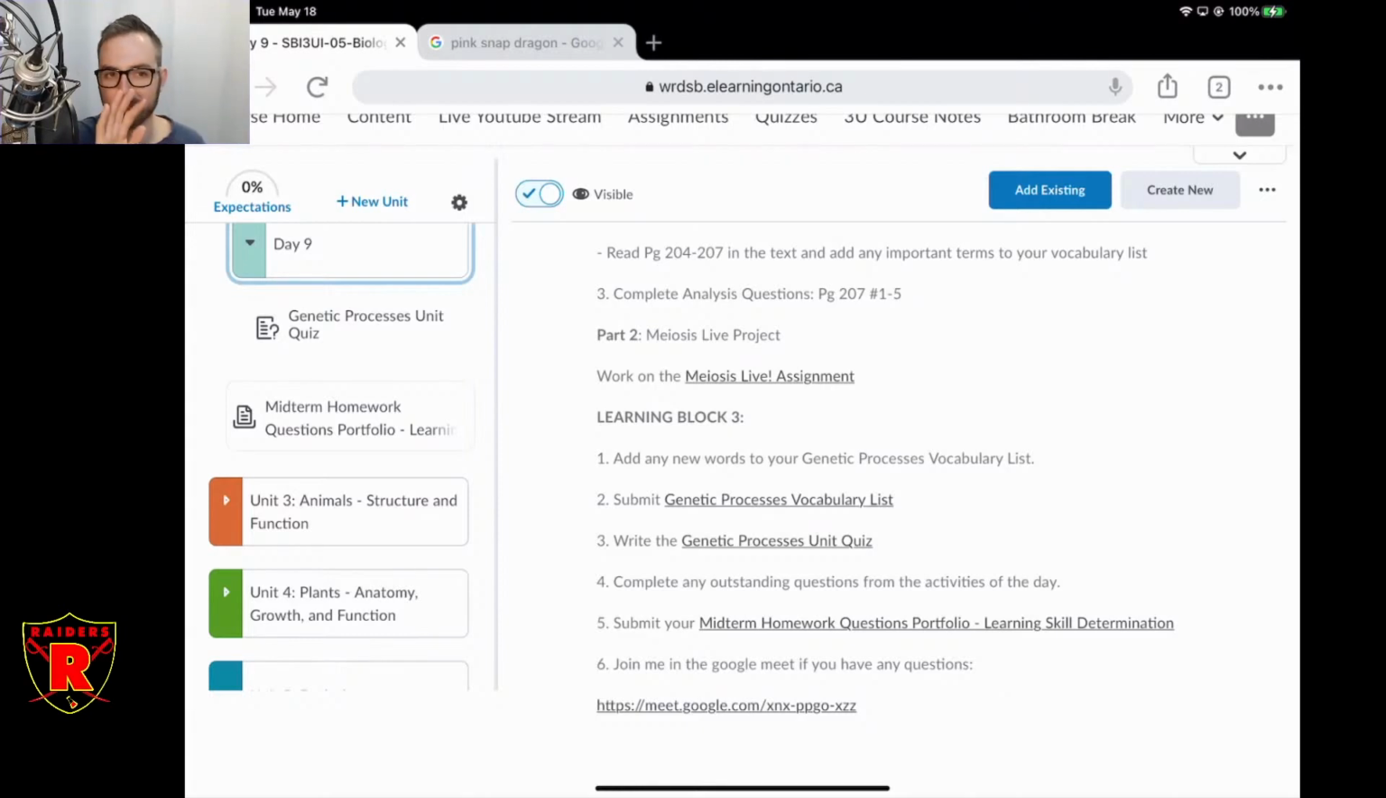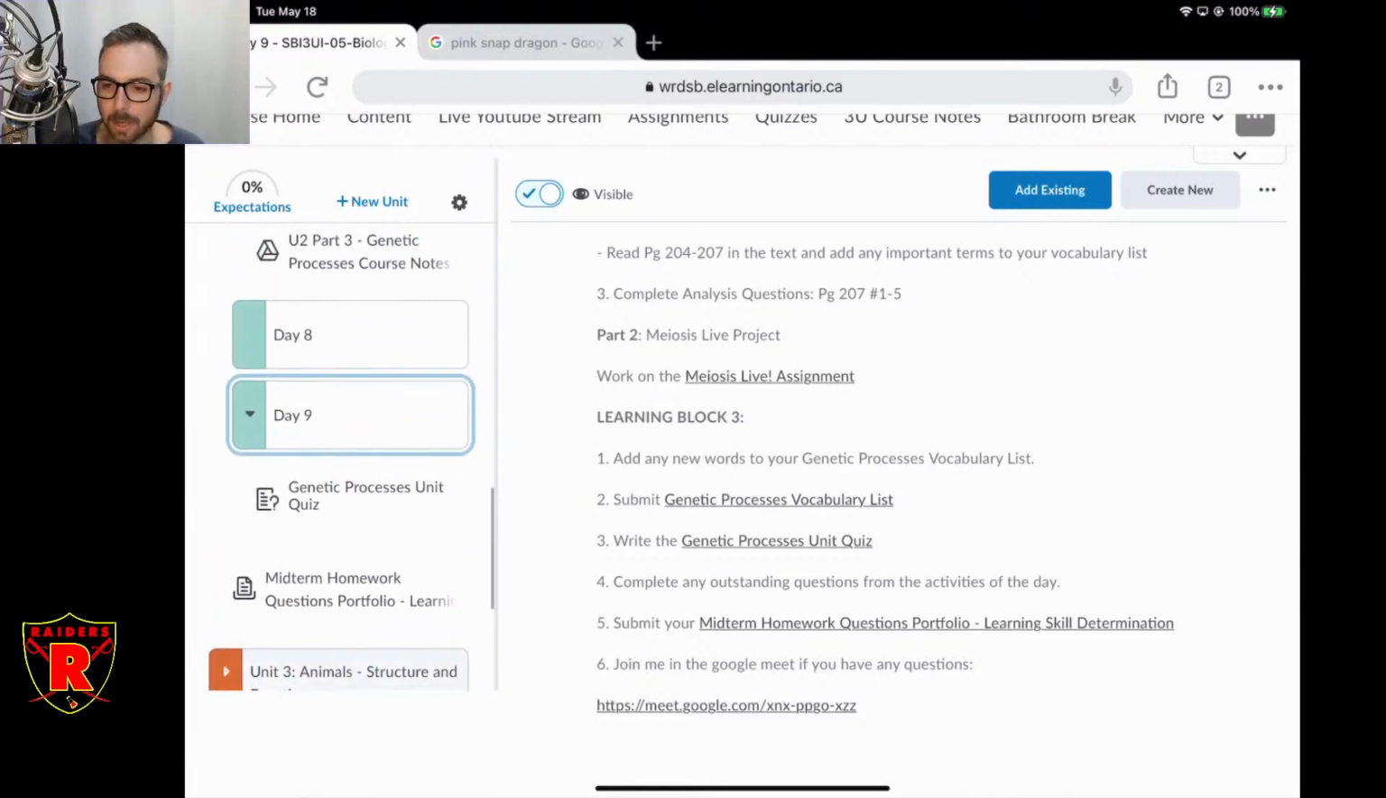So there's technically 4 things at the end of this unit. There's one extra thing, which is the homework questions portfolio. Any questions about anything that's coming up here now? Timelines, what you're working on? I don't see any questions, so I'll let you get started. Please let me know if you need anything.